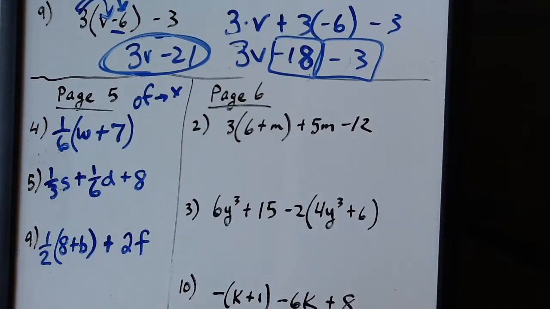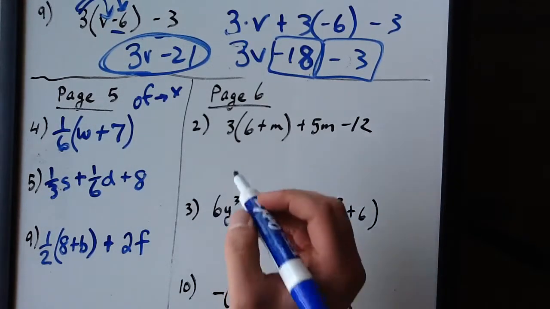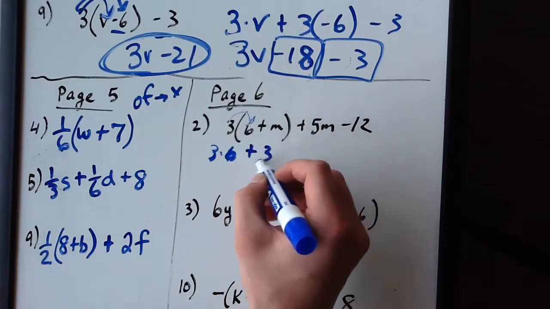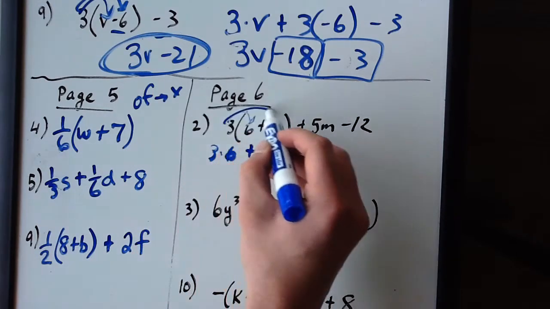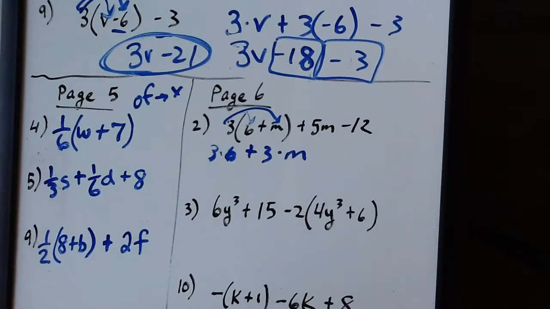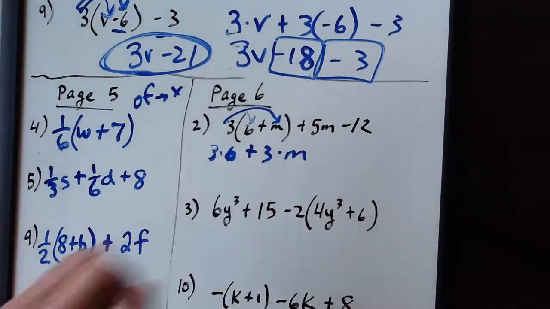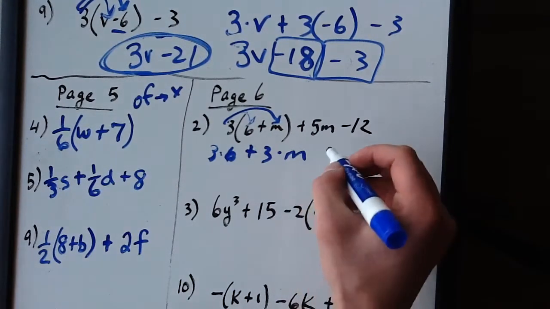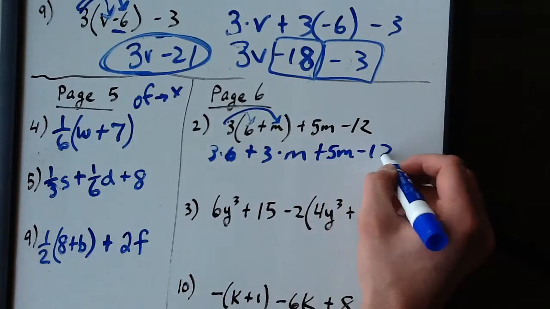Just by looking at this problem number 2, I see a set of parentheses with a number written right next to it. That tells me right away that I need to use the distributive property to multiply 3 times both of those terms inside the parentheses. So I'm going to show the rainbow in order to do that. I have 3 times 6 plus 3, since it's a positive 3, plus 3 times m. Now what do I do with these 5m and negative 12 terms? Well, I don't distribute the 3 to it because those terms are not inside the parentheses, they're outside. So all that I do is just bring them down. Plus 5m minus 12.